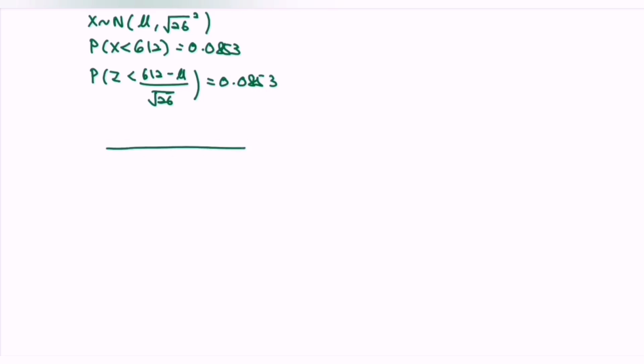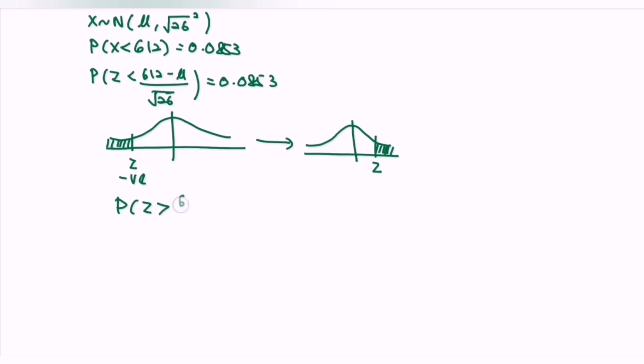Based on the situation, refer to the diagram. Let's say the value of z is over here. Based on the logic, z must be less than the value 612 minus mu over square root of 26. Makes sense. It is 0.0853. Do remember the z is a negative value. Next, we have to flip the situation, so we have z which is greater than. Then only we can make use of the statistical table. We write the formula: z greater than 612 minus mu over square root of 26 equals 0.0853. Kindly refer to the statistical table, and we have the value of z which is 1.37.